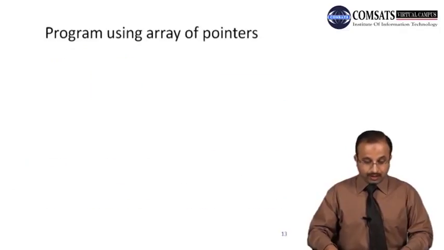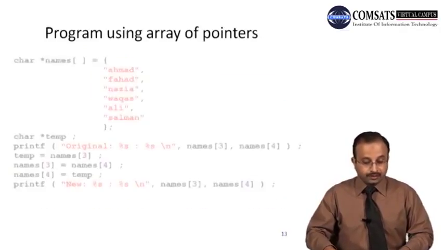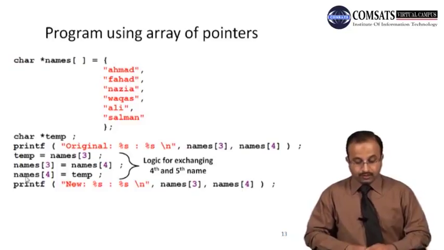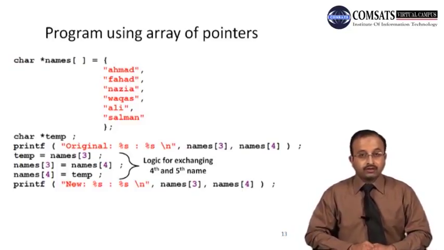Now let's see the same program using an array of pointers. Okay, this is an array of pointers containing the same list. Then we have a temporary pointer. Now the original names are, this is the same printf statement, and this is the simple logic for exchanging the fourth and fifth name. And what is the logic?